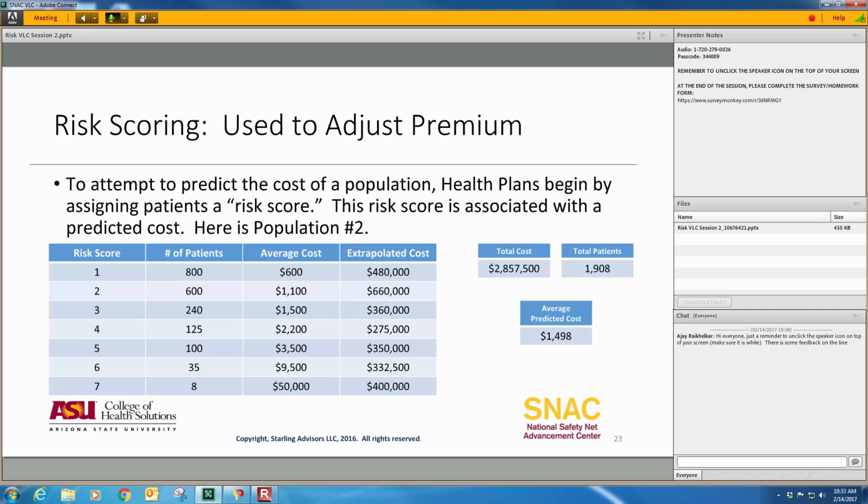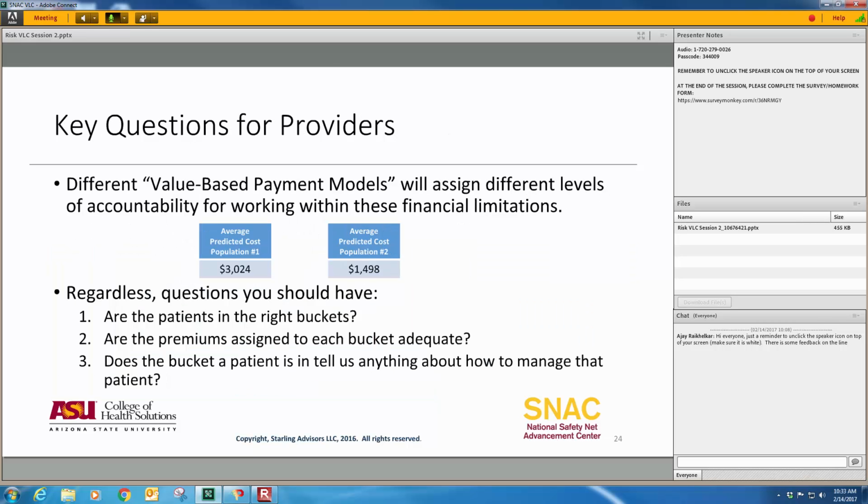Now, I want to, at this point, take a quick second to say we don't anticipate that safety net organizations are going to spend a lot of time risk adjusting, but we think it's a very important concept to understand because it has implications on any negotiations you might have with health plans.